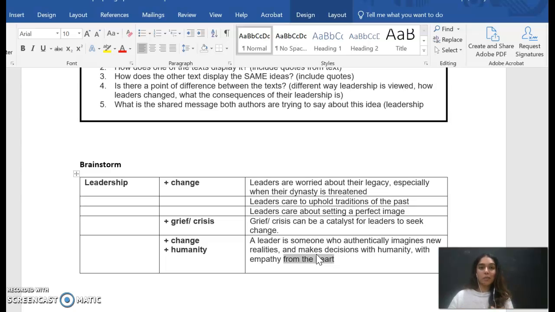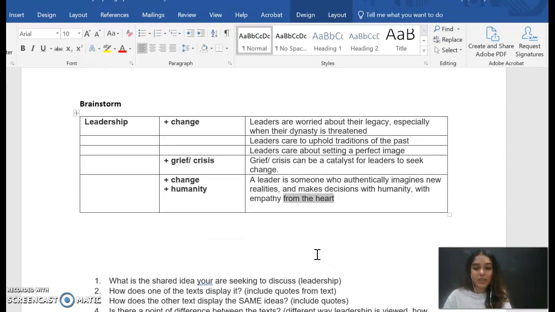Always go to your examples. It's in your best interest to find ideas that you've got quotes for. Ultimately that's going to be the deciding factor, as well as its relevance to the prompt. And here our prompt is leadership.